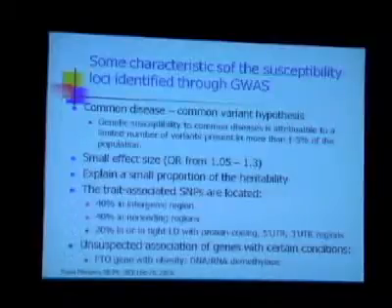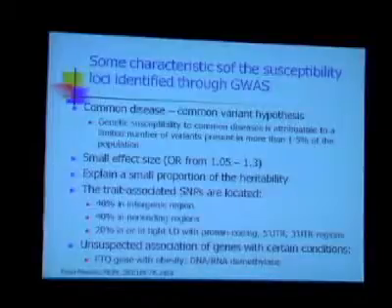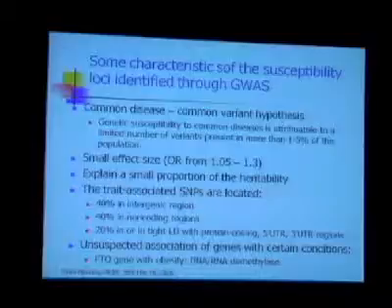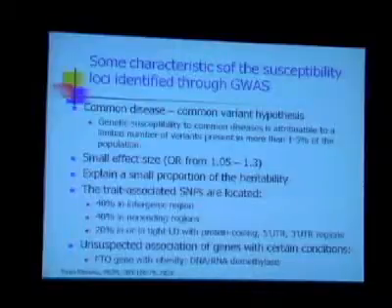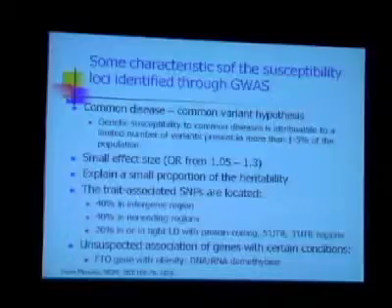And so far, the trait-associated SNPs that have been located using this approach are found mostly outside genes. 30% of the SNP associations have been found in intergenic regions, 40% in non-coding regions, and about 20% in protein coding regions or in tight linkage disequilibrium with those protein coding regions. And we also discover, using this approach, a lot of unsuspected associations of genes with certain conditions.